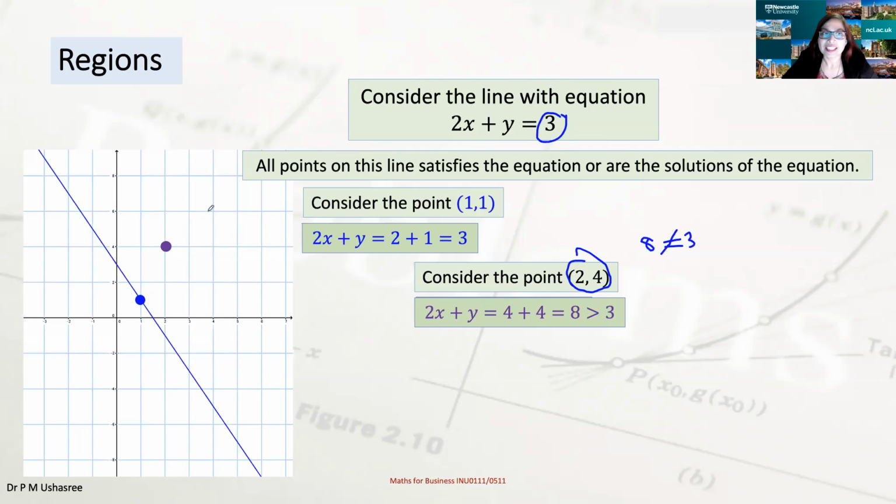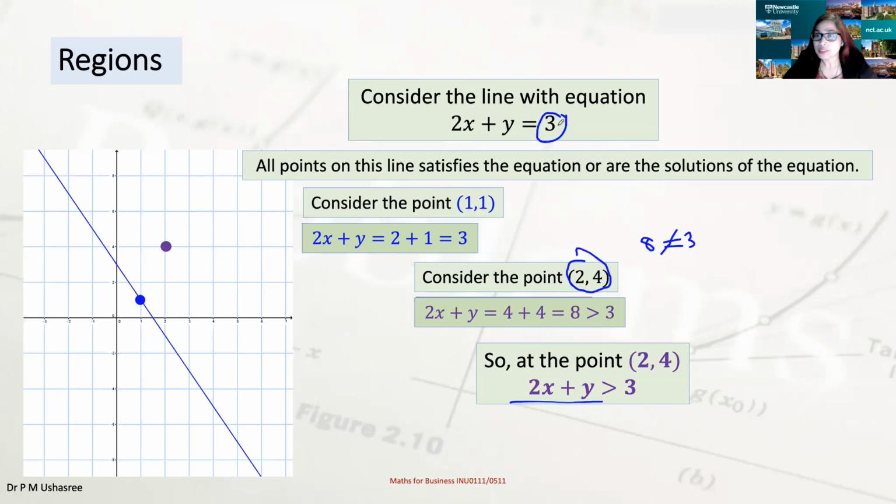That means what? All these regions are greater than, so y is greater than that point, isn't it? So let's see that. It means 2x + y is greater than 3. That's what it represents. Because when you substitute it, you get 8 greater than 3. And it does not lie on the line because it's not equal to 3.